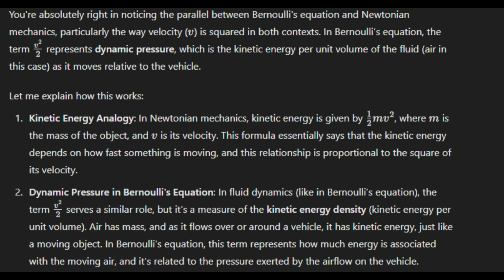2. Dynamic pressure in Bernoulli's equation. In fluid dynamics, like in Bernoulli's equation, the term v squared over 2 serves a similar role, but it's a measure of the kinetic energy density, kinetic energy per unit volume. Air has mass, and as it flows over or around a vehicle, it has kinetic energy, just like a moving object. In Bernoulli's equation, this term represents how much energy is associated with the moving air, and it's related to the pressure exerted by the airflow on the vehicle.